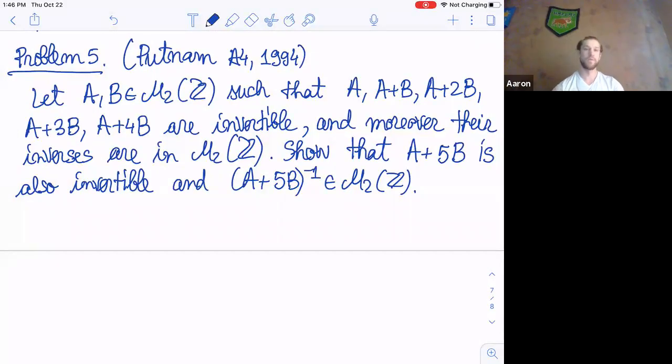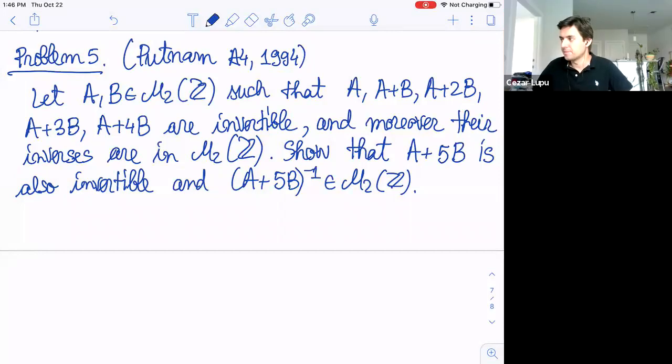Cezar? Yes. A quick comment question. If a matrix is invertible, that means its determinant is 0, right? Non-zero. Non-zero.